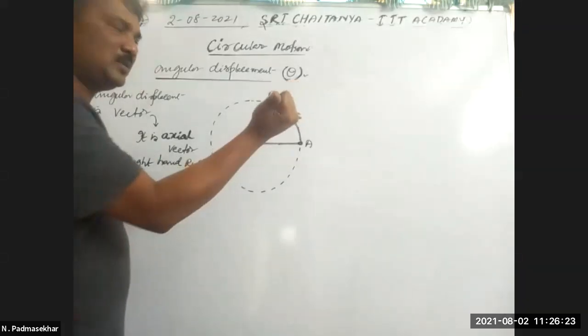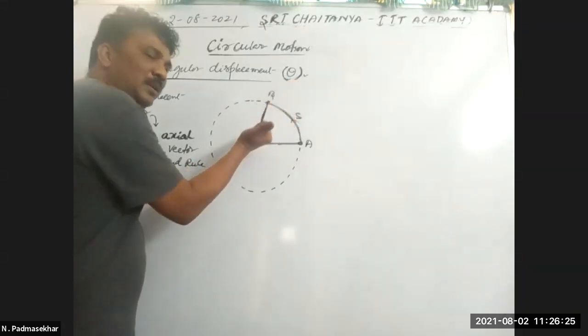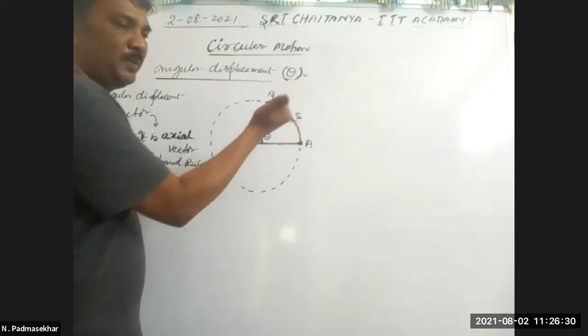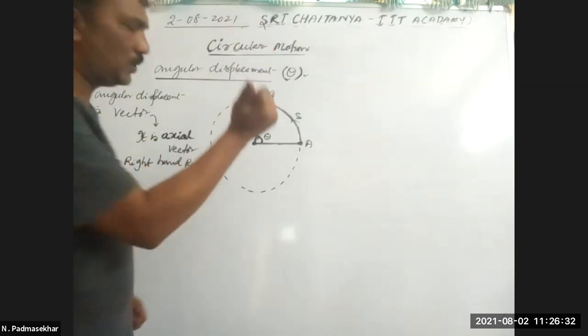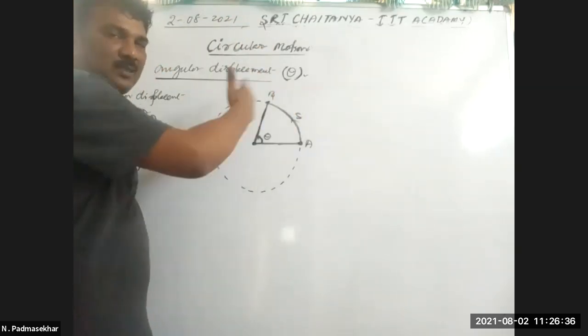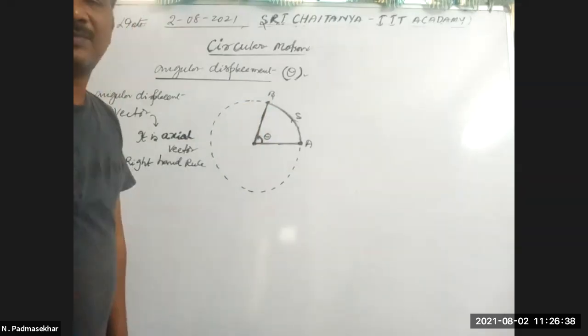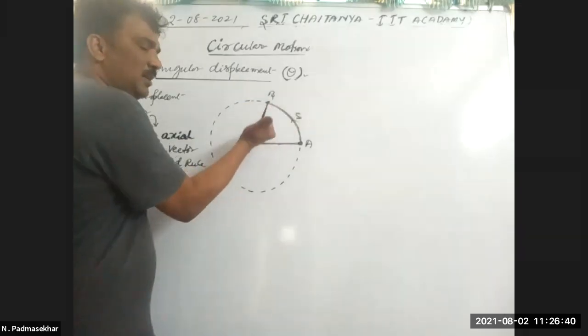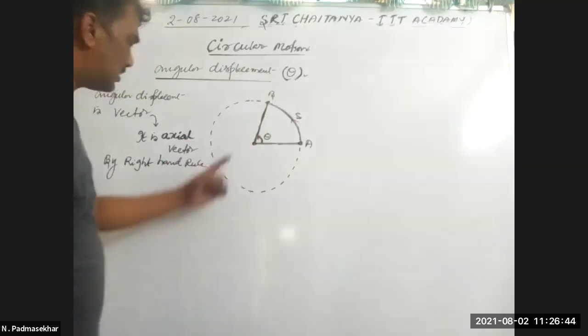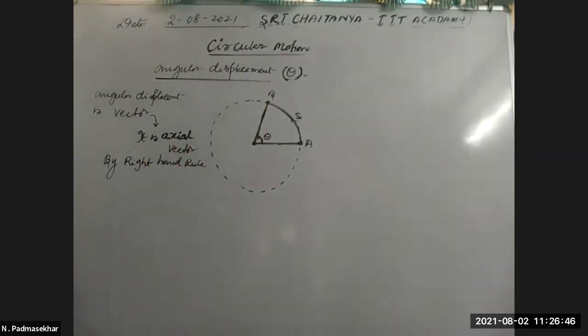The angular displacement is away from the plane of the board, perpendicular to the board. It is the axis of the rotation. The body rotates about this axis, the axis of the circle. So that's why it is along the axis. The direction is along the axis. That's why it is an axial vector. Okay, so that is an axial vector.